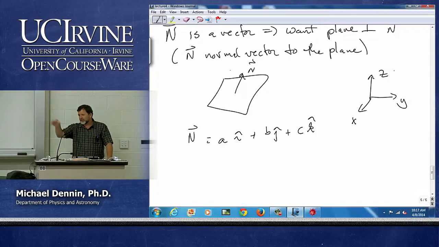Right? So, chat on this for a second or two. What mathematical operation do I do to find an equation for the plane in terms of x, y, and z? Just chat with someone, think about it. So what mathematical operation do I want to do?